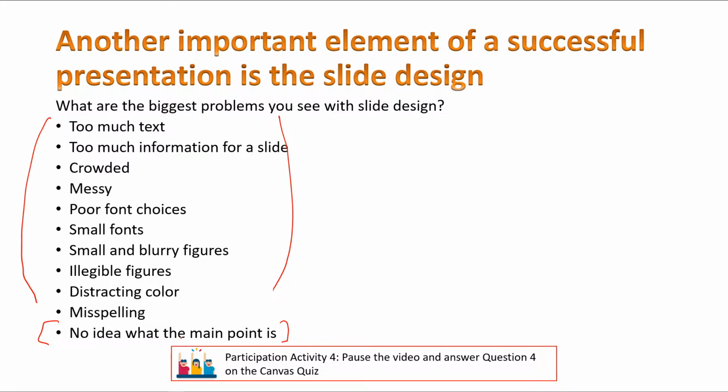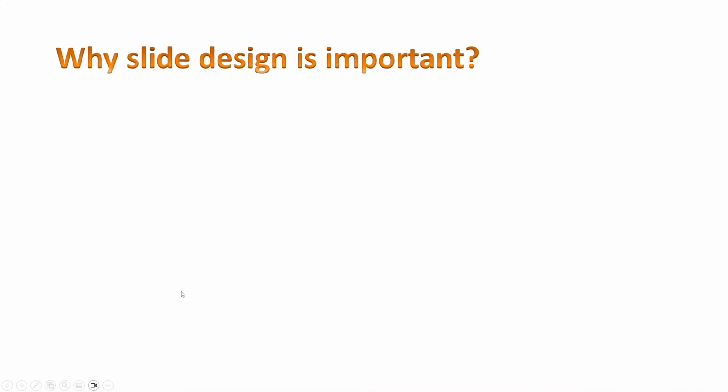So that is the assertion evidence: each slide should have one main point, and this main point you should clearly state. This is what the main point of this slide is.